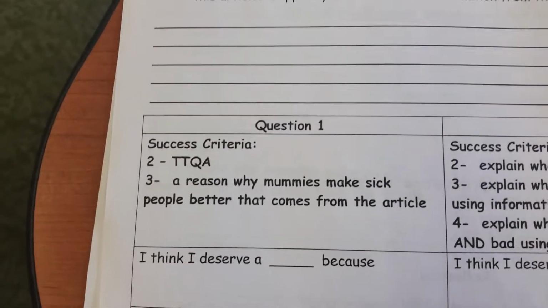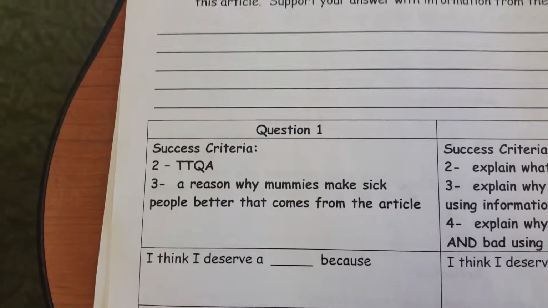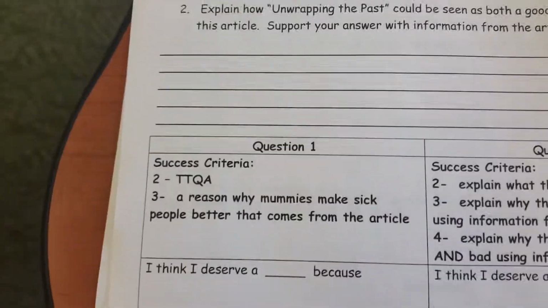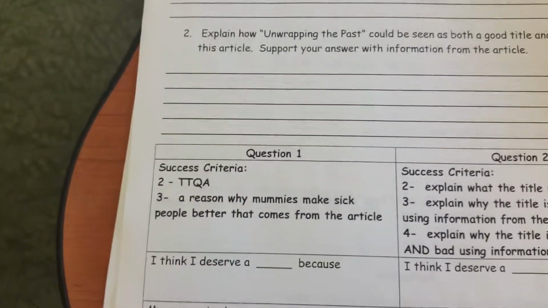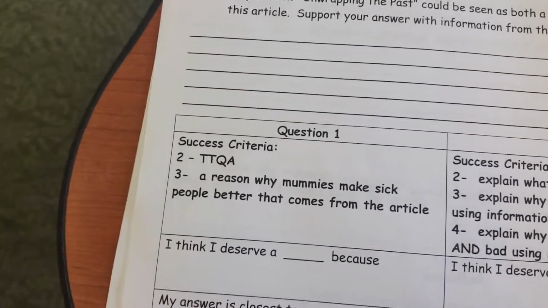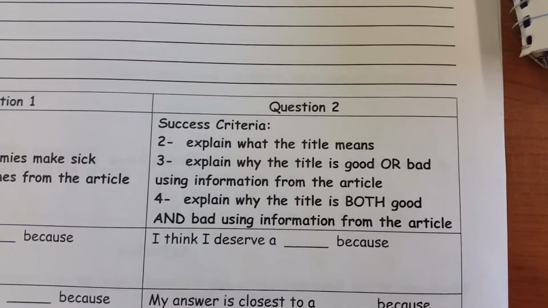So TTQA stands for Turn the Question Around. That comes from the book Better Answers. And it's an acronym that the kids are familiar with, Turn the Question Around. So that's kind of the bare minimum of what you should be doing in an open response question. And then we have a 3. What makes a 3 response? And we have something similar over here for the second question.